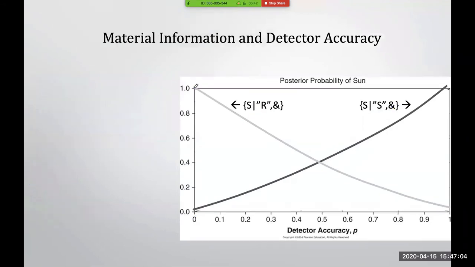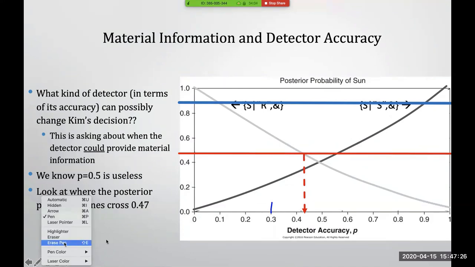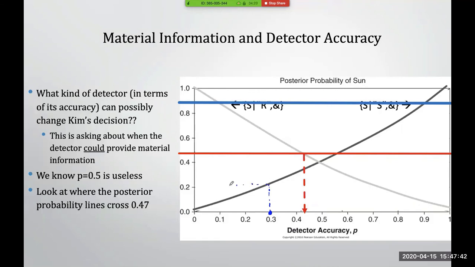So as it turns out, when a detector has an accuracy, let's say 0.3, then when the detector gives you a message, so here, the detector's accuracy is 0.3, and when the message is sunny, then you would predict the probability of a sunny day is only a little over 0.2.